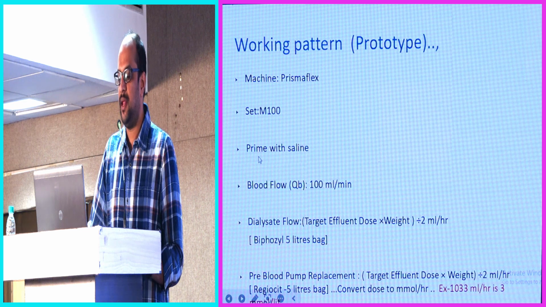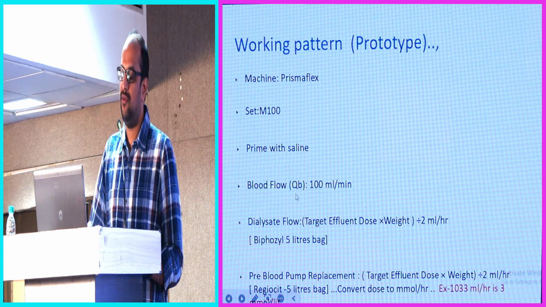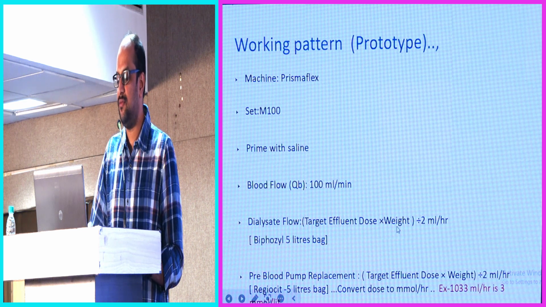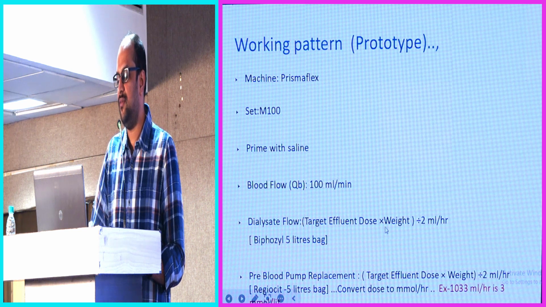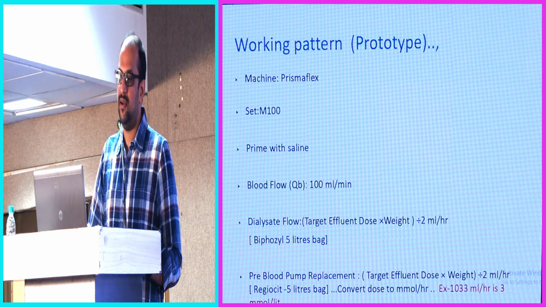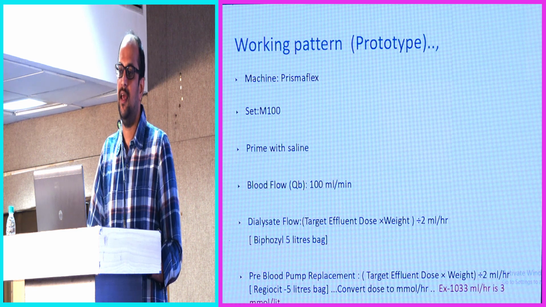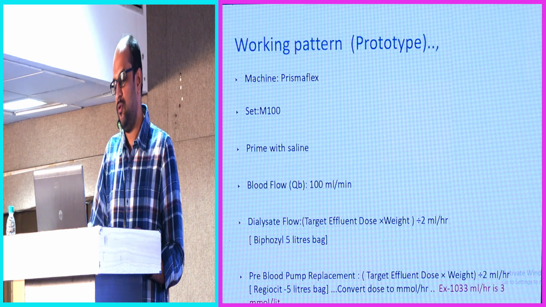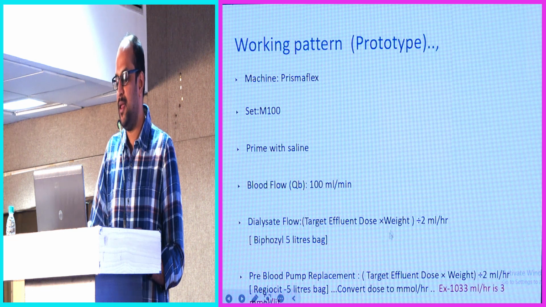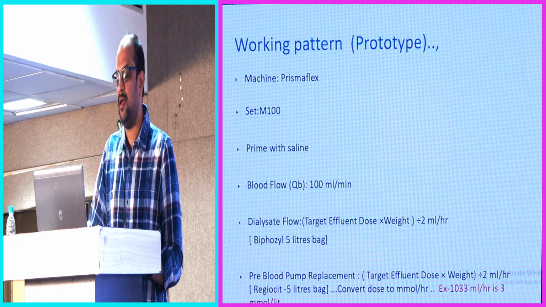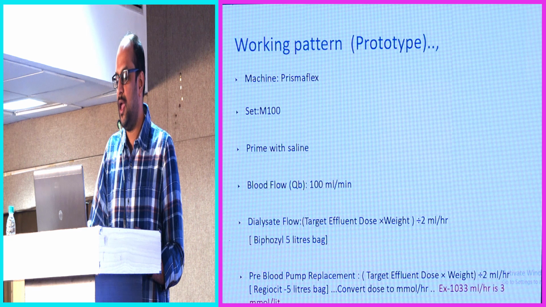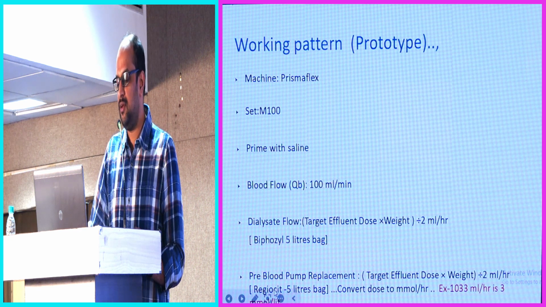So if we need to prime with saline, we will keep the default blood flow as 100, and we will keep the dialysate flow based upon the target effluent dose divided into weight divided by 2. Suppose the patient body weight is 70 kgs. If we want to calculate an effective dose, we always keep CRRT in such a way that we will deliver 30 ml per kg per hour as an overall effluent dose, and if you multiply by 70, it will be coming in and around 2000. So we have to halve it, in the sense dialysate flow will become 1000, and the remaining will be pre-blood pump.